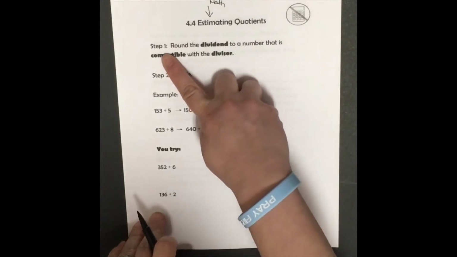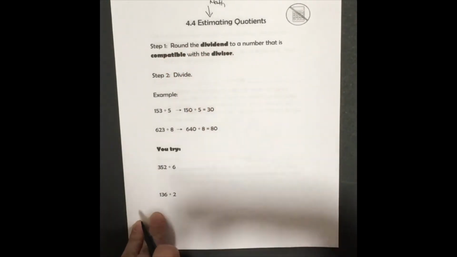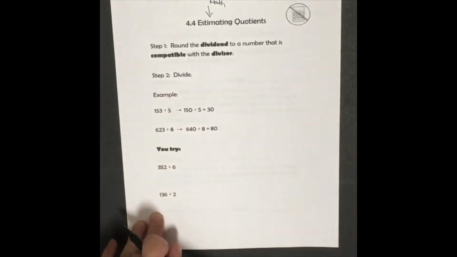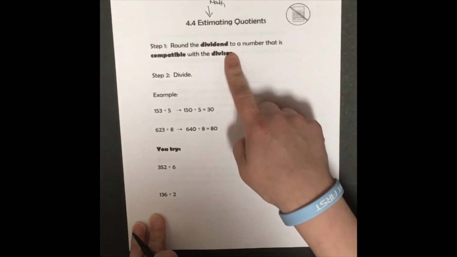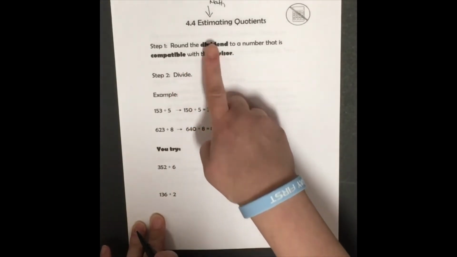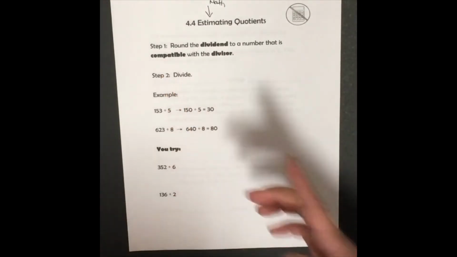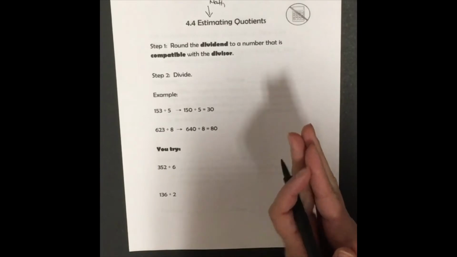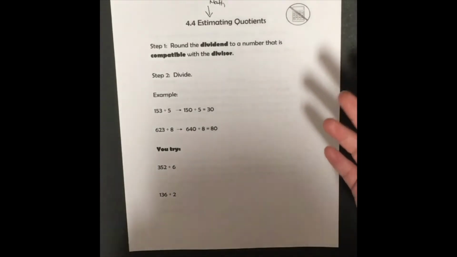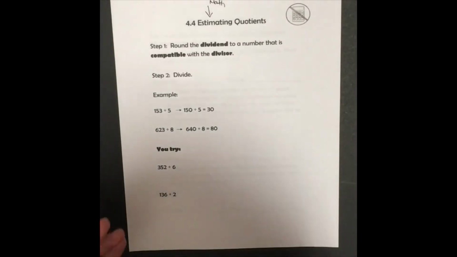So step one says that we are to round the dividend, and we need to know these parts. So if you don't know those parts, go back to the last video and practice that. Round the dividend to a number that is compatible with the divisor. So dividend and divisor, we should know those. Compatible, well, that means a number that works well with another number. So we need to be able to find a number that works well with another number. What does that mean? Okay, well, let's practice.